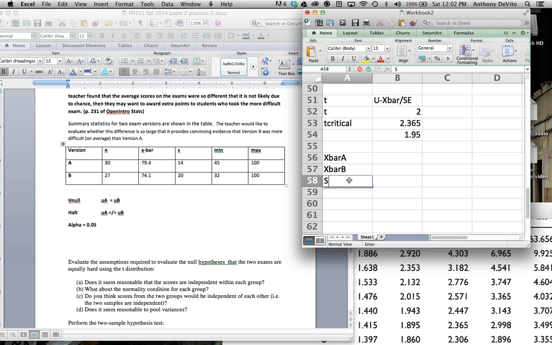What else are we going to need to know? We're going to need to know the standard deviation for group A, and the standard deviation for group B. What else? We're also going to need to know the standard error. We're going to have to calculate a standard error.